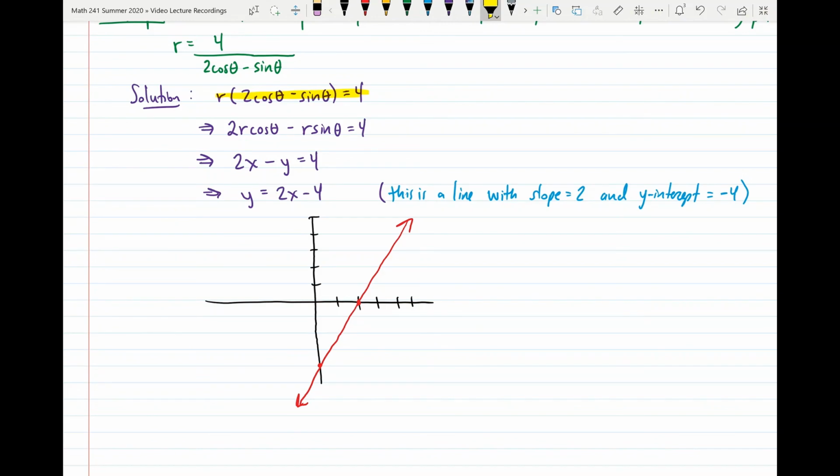So if I gave you this polar equation and said graph this in the plane, you would probably give me a strange look, because it looks like it'd be pretty difficult to do. But after we changed it into an equivalent Cartesian equation, graphing the equation wasn't too hard anymore. It ended up just being a line.